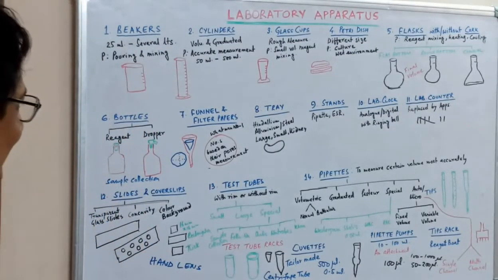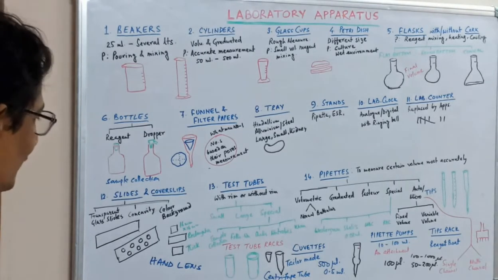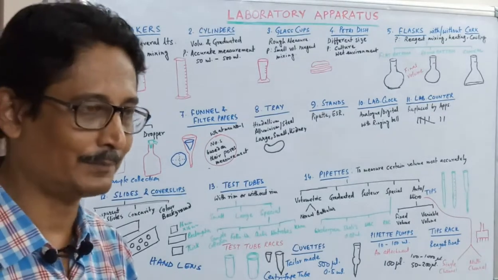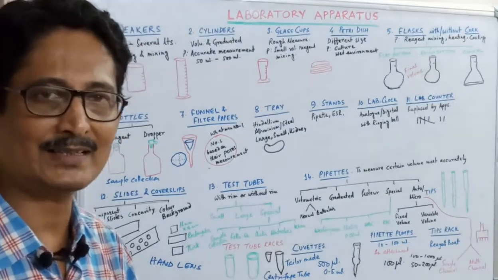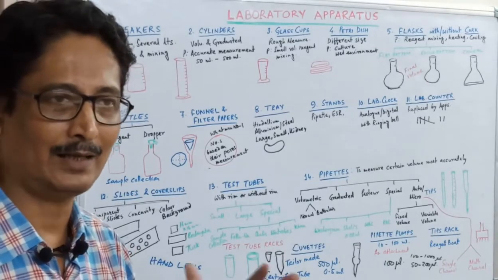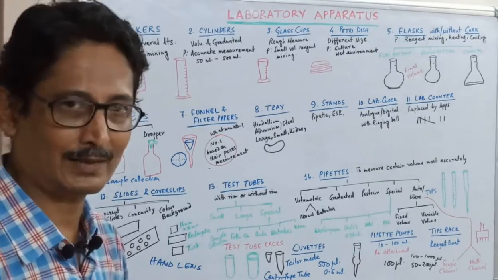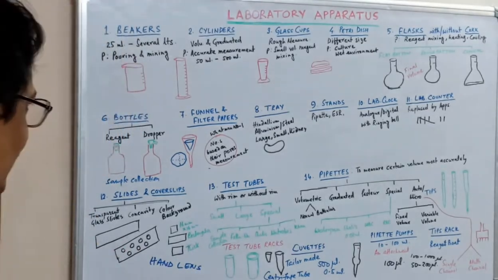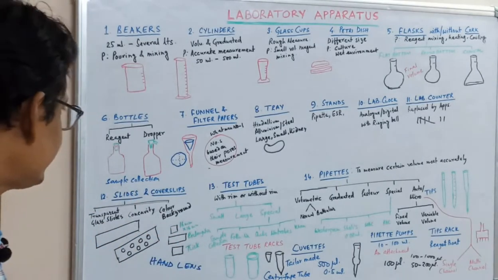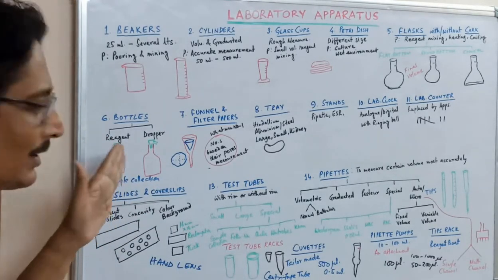Now 6 is the bottles. Now you may ask, what are you going to tell about the bottles? Bottles are mainly for sample collection. That is one of the main purposes. Sometimes we need a large volume of urine samples, and when a large volume of body fluids is drained from the body, these are collected in sample collection bottles.